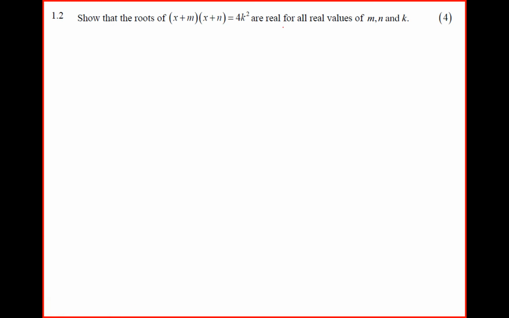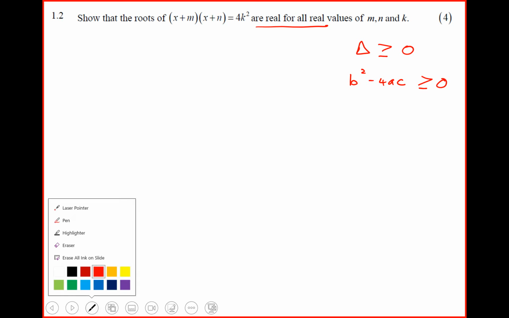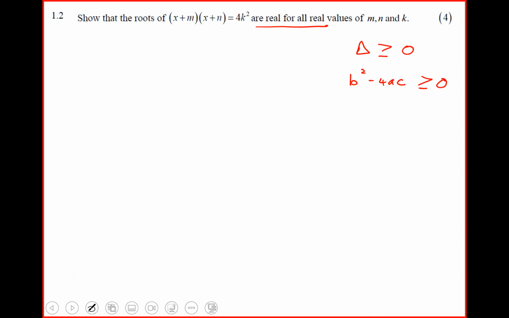In a nature of roots question, if you remember, for us to get roots that are real, it means that delta has to be greater than or equal to 0. And remember, delta is b squared minus 4ac. So what we're going to do is find delta, which is b squared minus 4ac. For us to be able to do that, we need to bring this equation to standard form. So let us start with what's given.